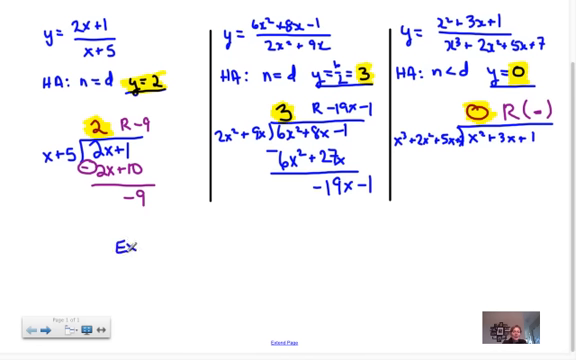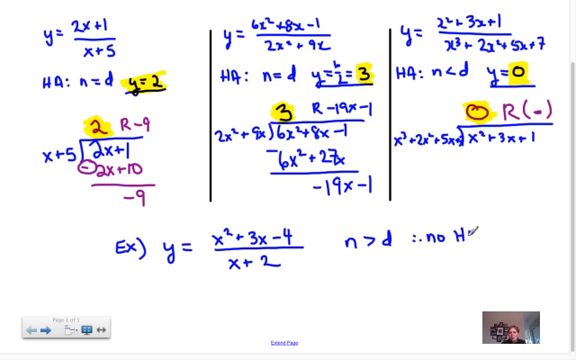What happens if I give you this function? y is equal to (x squared plus 3x minus 4) divided by (x plus 2). Now, if I asked you to tell me about the horizontal asymptotes, you would say, oh, Miss McQueen, the numerator degree is greater than the denominator degree, so therefore there is no horizontal asymptote, and you would be correct.